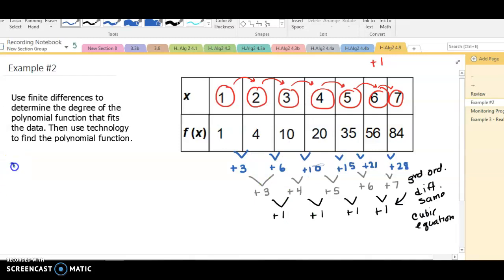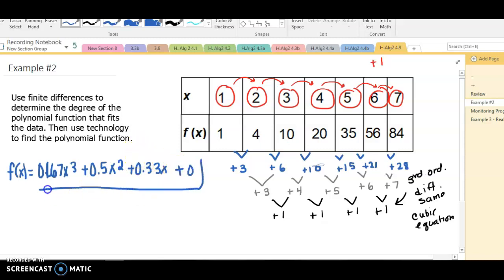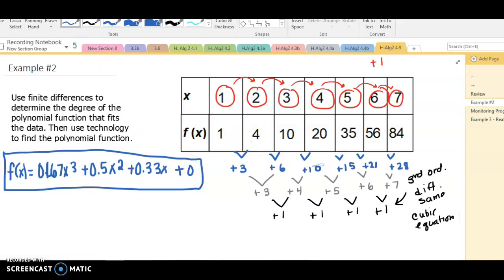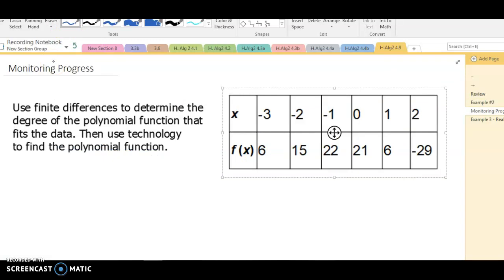So if we write that, we can write f of x equals 0.167x cubed plus 0.5x squared plus 0.33x plus 0, or just like this. And there's your line of perfect fit for this. If you want more practice, I encourage you to do the monitoring progress, so just plug it into your calculator like before. We'll first find the order differences, then plug it into your calculator, and then find your polynomial function.